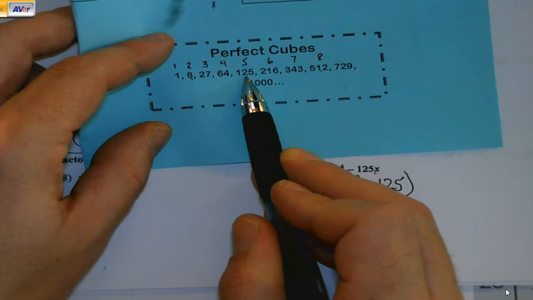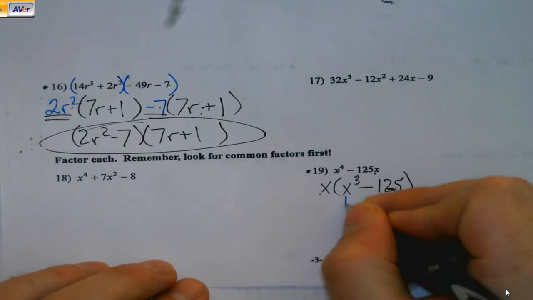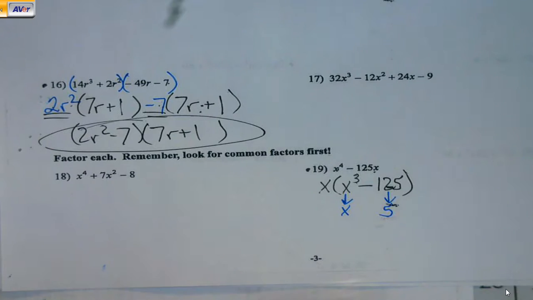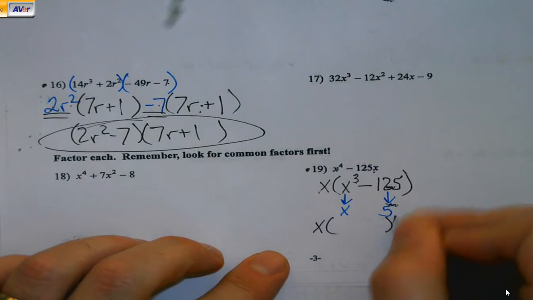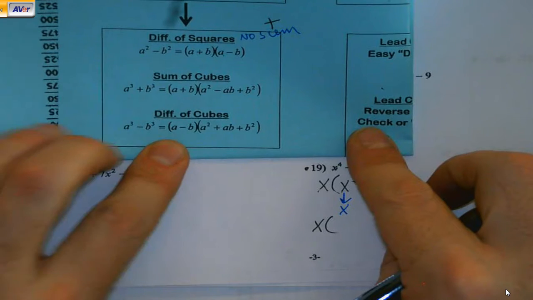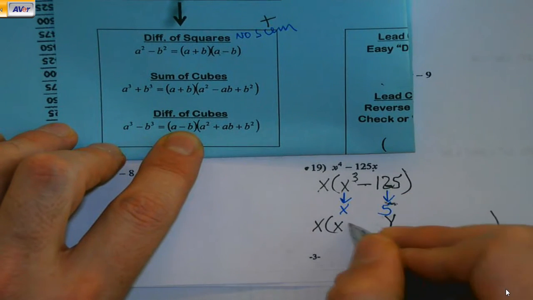Okay, 5 cubed is 125. So, what do I cube to get each one? Jotting it down is a good idea. And now I'm just going to pull my help sheet out and go, okay, here's my difference of cubes. So first, and it's minus, so it's this one, minus second.